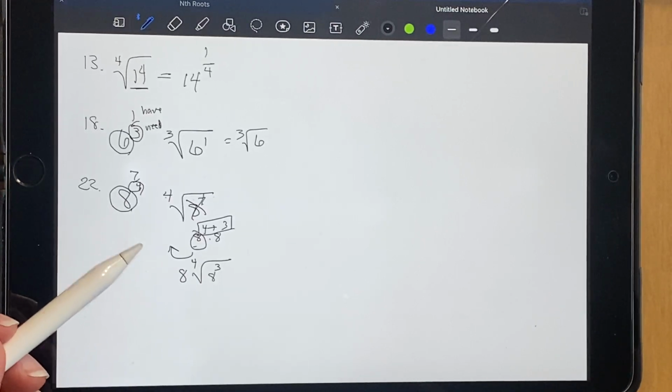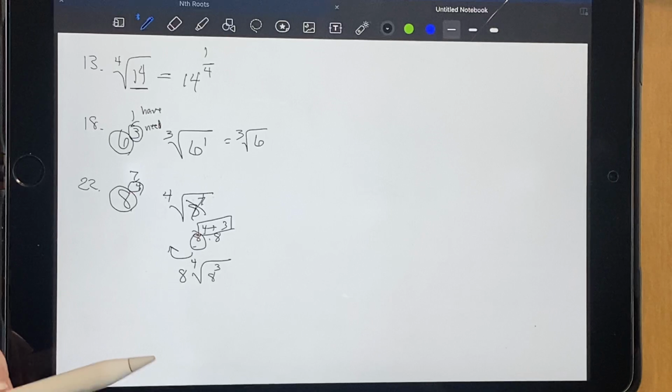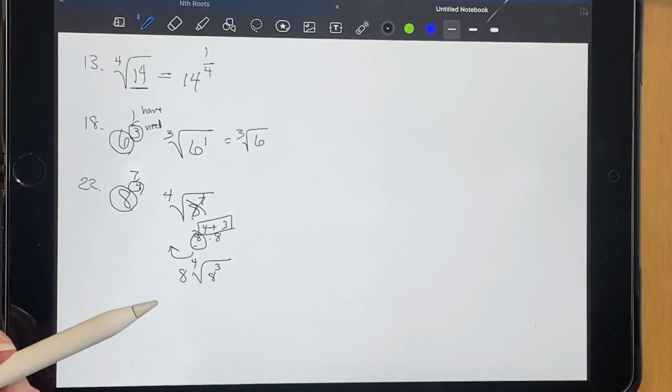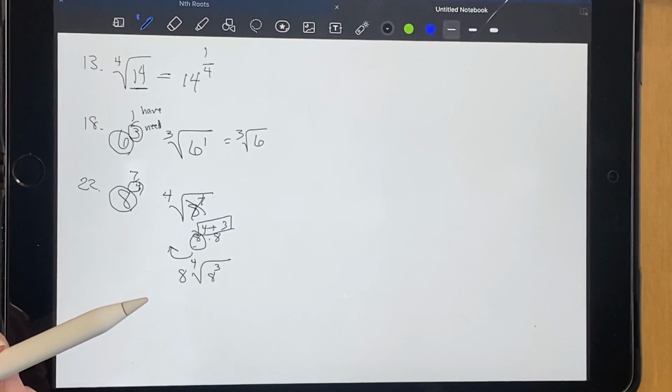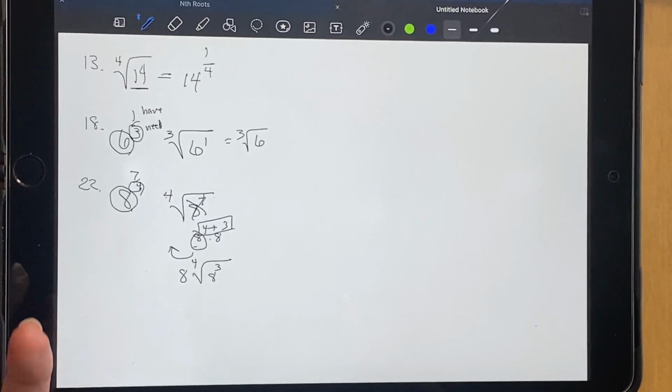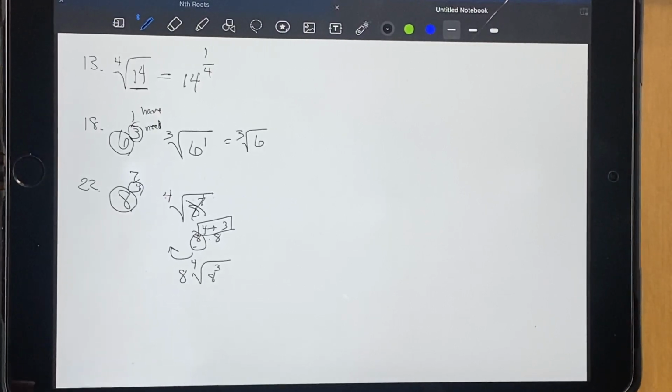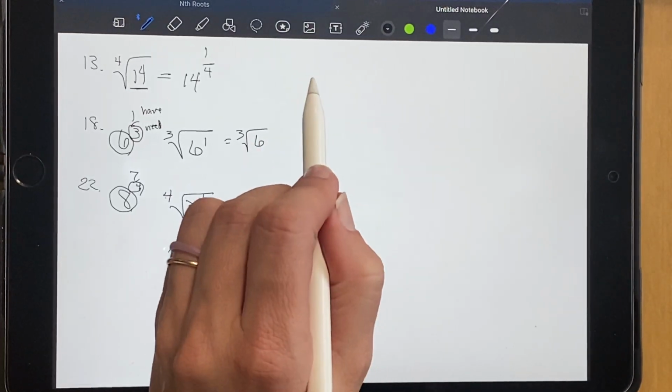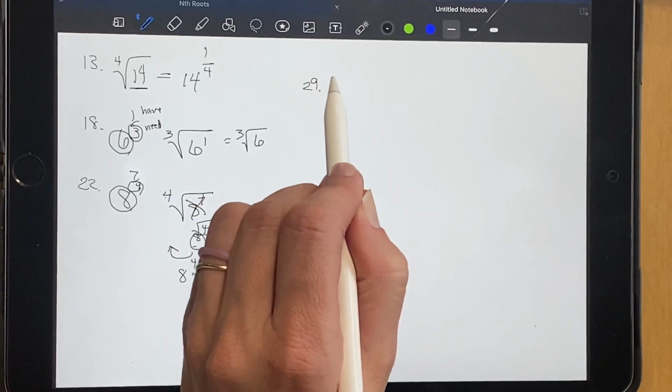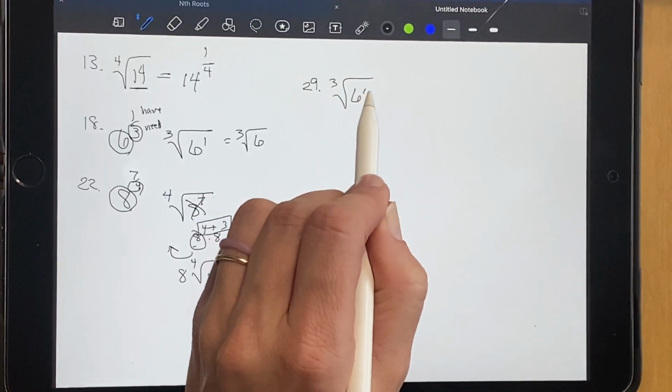Okay, so on your homework, for the next section, 29 through 40, it's talking about evaluating an expression. And that just means use all of the rules that you know to be able to simplify or find an answer. So in this case, I'm going to do 29. That one's not assigned. 29 says the cube root of 64.